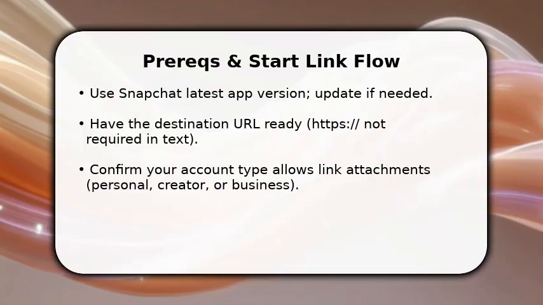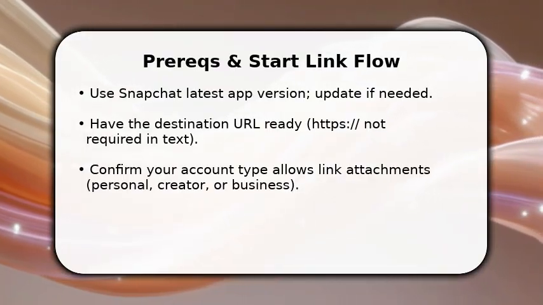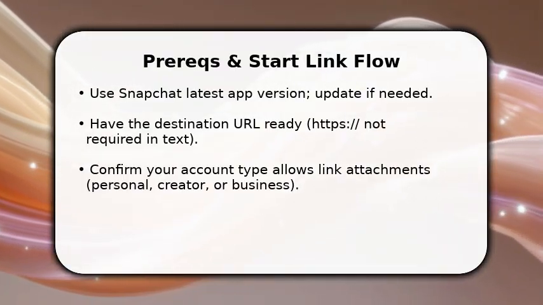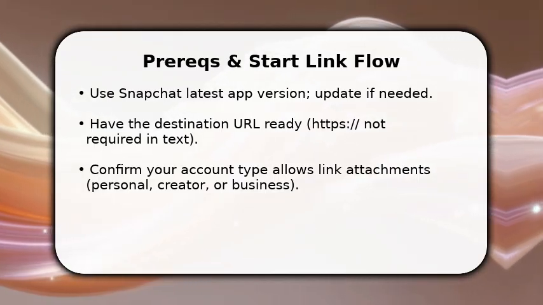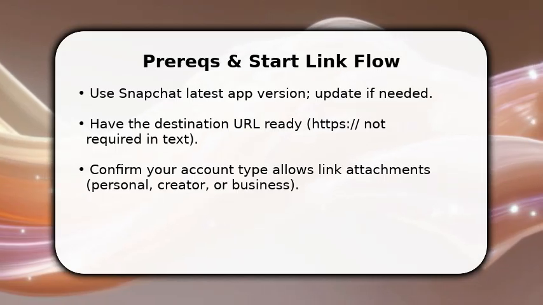You begin by confirming prerequisites. Update Snapchat and prepare the URL you want to attach. You need an account that supports links. Personal often works, but creator or business is simplest.